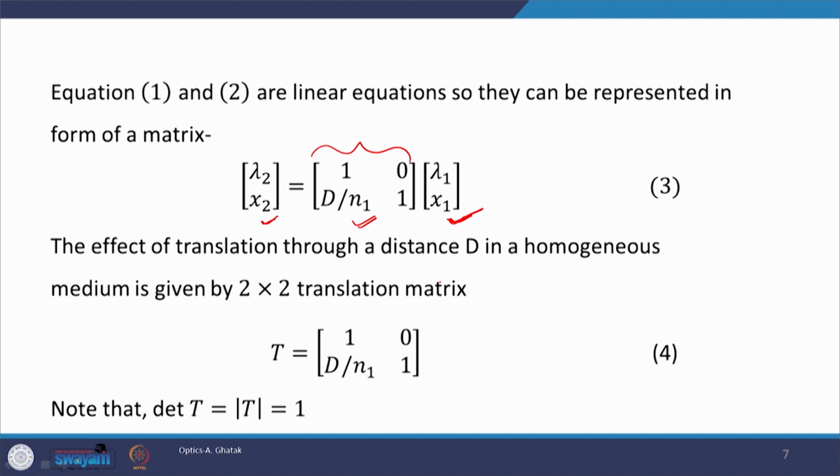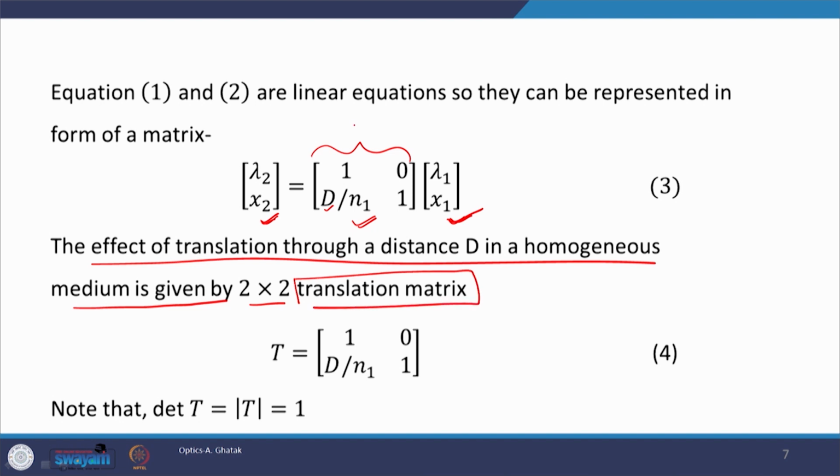Now, if you know the coordinates at one point, then after translating a certain distance d, you can calculate the coordinates at the other point. The effect of translation through a distance d in a homogeneous medium is therefore given by this 2 by 2 translation matrix. Once we know the coordinates of a ray at some point in a homogeneous medium, then we can calculate the coordinates of a point farther from this initial point, where the ray will go after a certain distance, by using this translation matrix, which has the information of this translation.